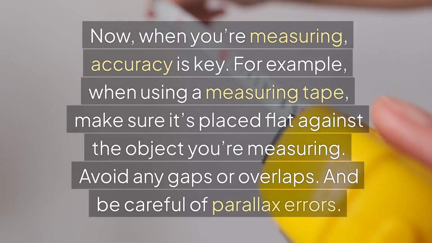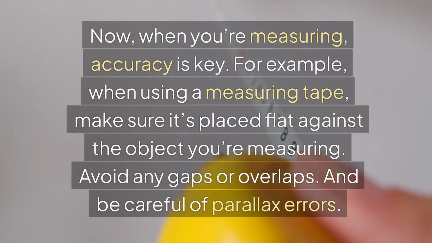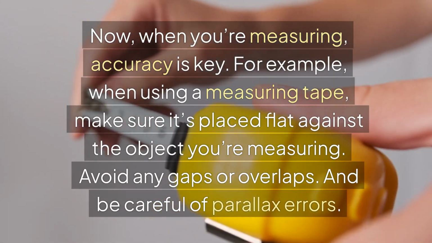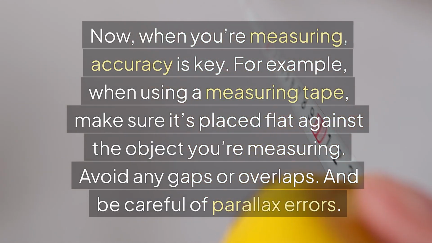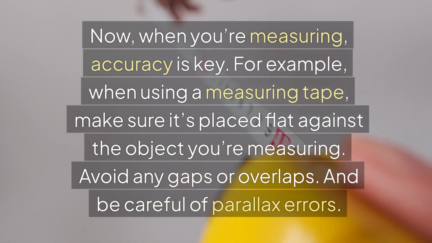Now, when you're measuring, accuracy is key. For example, when using a measuring tape, make sure it's placed flat against the object you're measuring. Avoid any gaps or overlaps. And be careful of parallax errors.